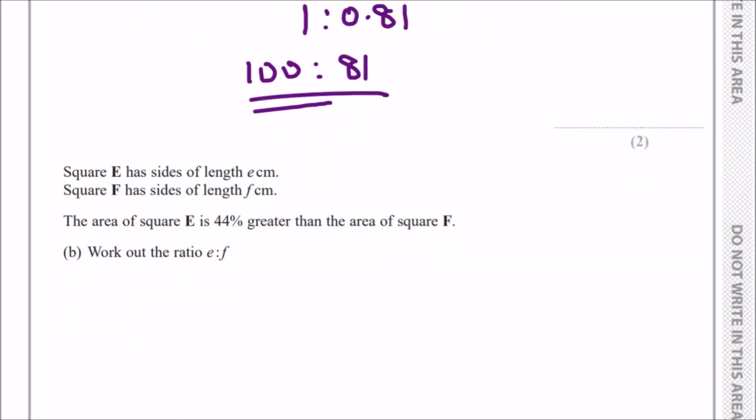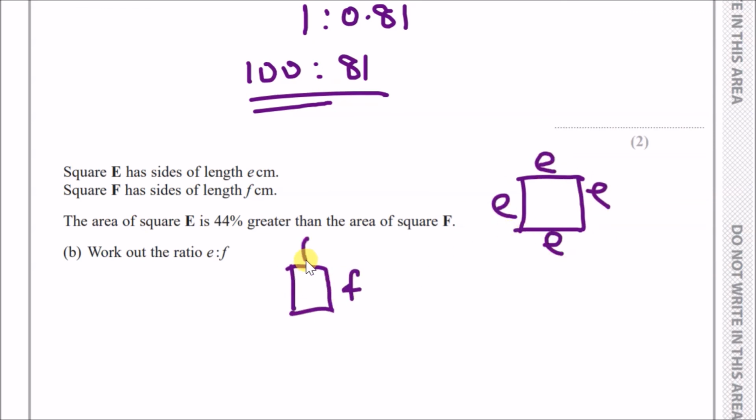Now for the next bit, it says square E has side of length E centimeters, cool, and square F has side of length F. So it's always good to kind of visualize this here. So you got square E with lengths E, and you also got an F with lengths F, and F. Now it tells us here that the area of square E is 44% greater than the area of square F.